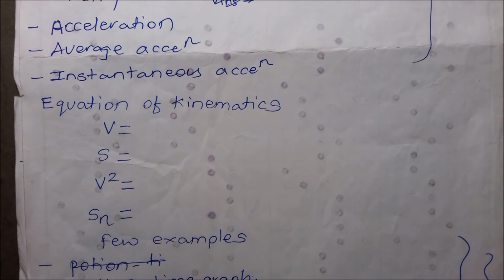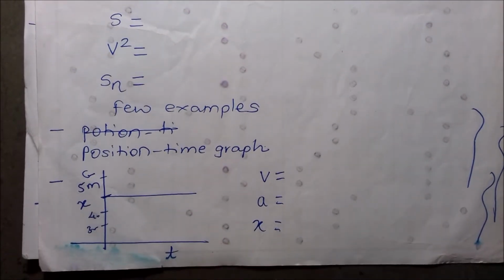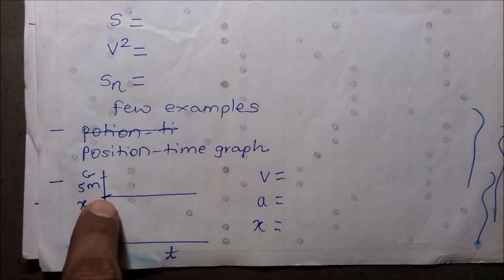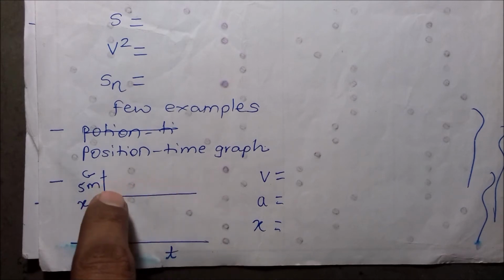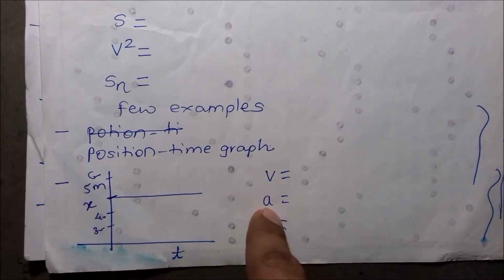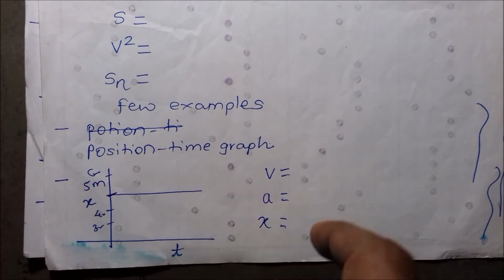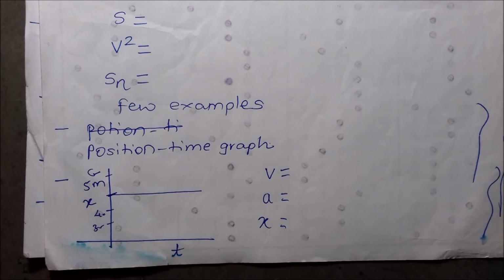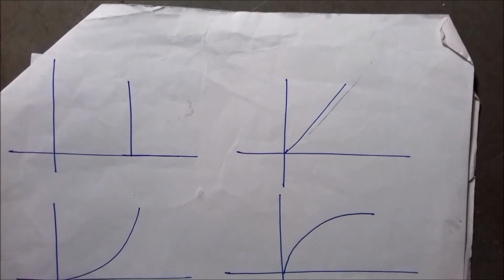Okay. Then there are some types of graphs. Position time graph, or displacement time graph. If graph is horizontal, that means position remains same with respect to time. Position is constant, therefore velocity is 0. Velocity is 0, therefore acceleration is also 0. Slope of xt graph is velocity.